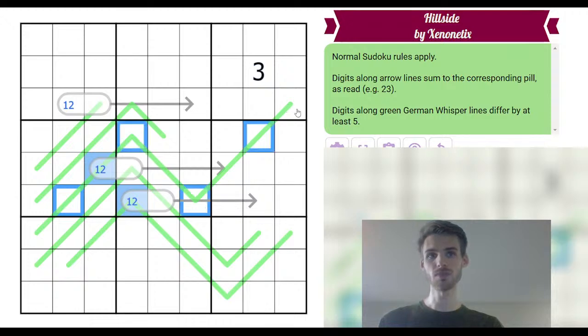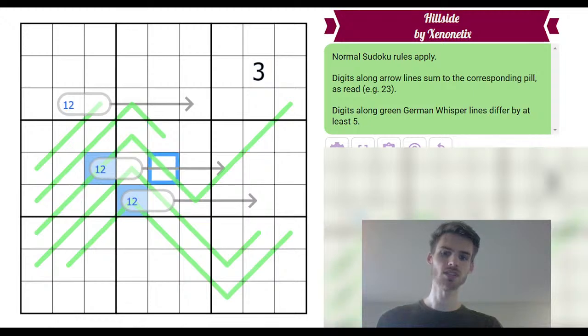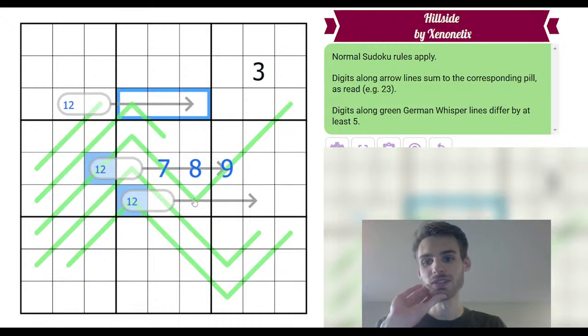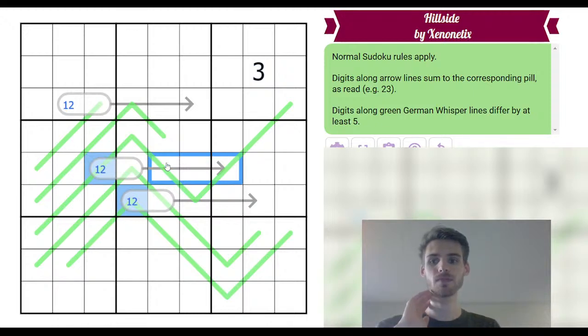How do you know they can't be 30? Because 7 plus 8 plus 9 is only 24. And they're all 3 cells long. Right? Am I missing something?